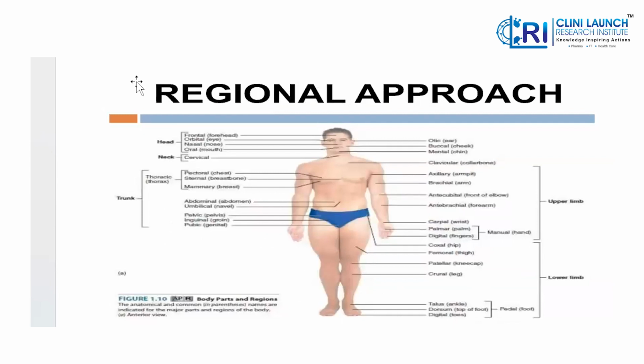Okay, and just give me a moment. Different body parts are shown here. Can you see the diagram? Regional approach. Yes, ma'am. Okay, just see. If you have any doubt, tell me. These are the anatomical terms, and their layman terms are in brackets. That would be easy for you to understand.